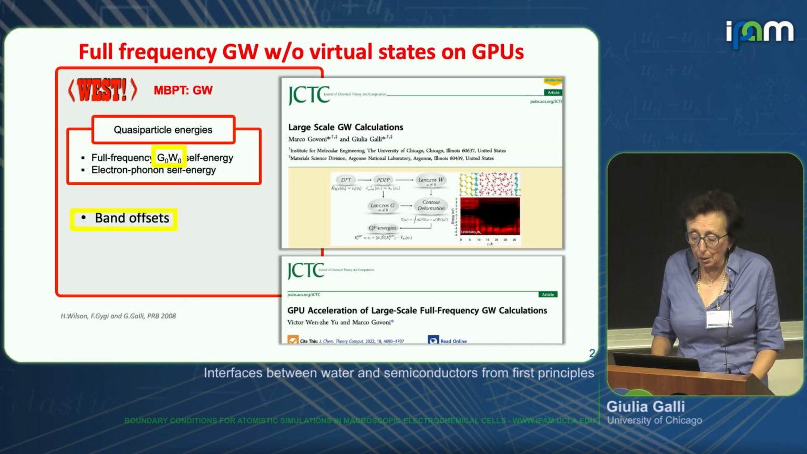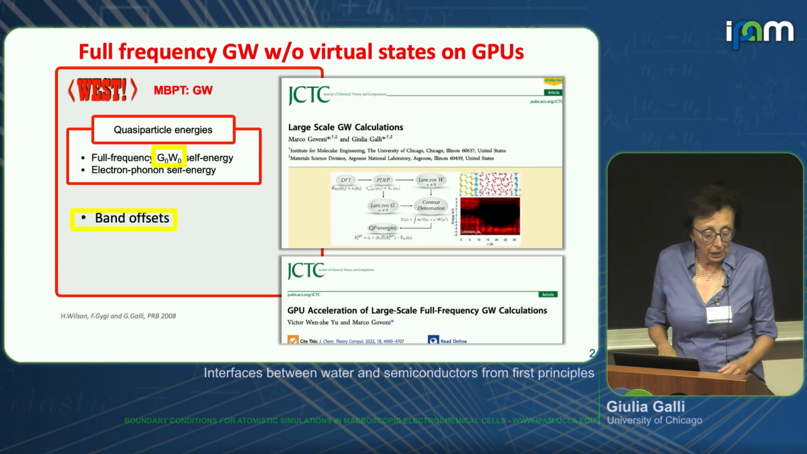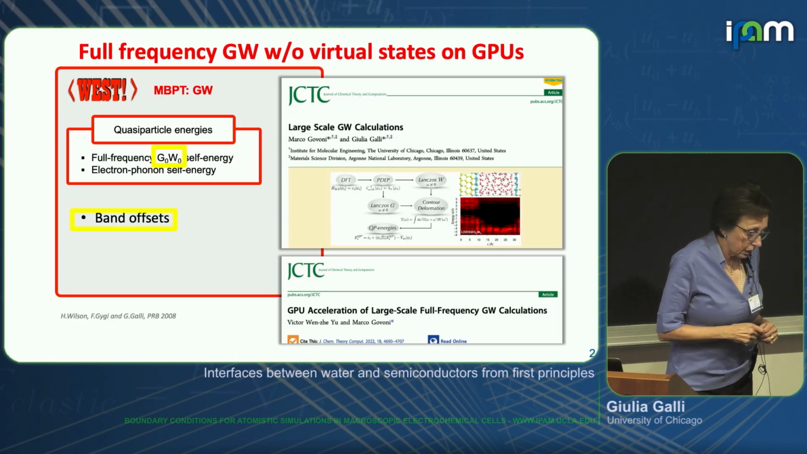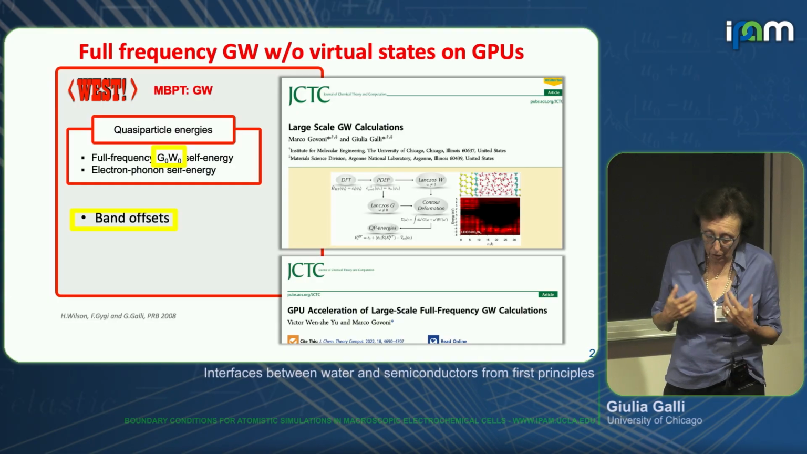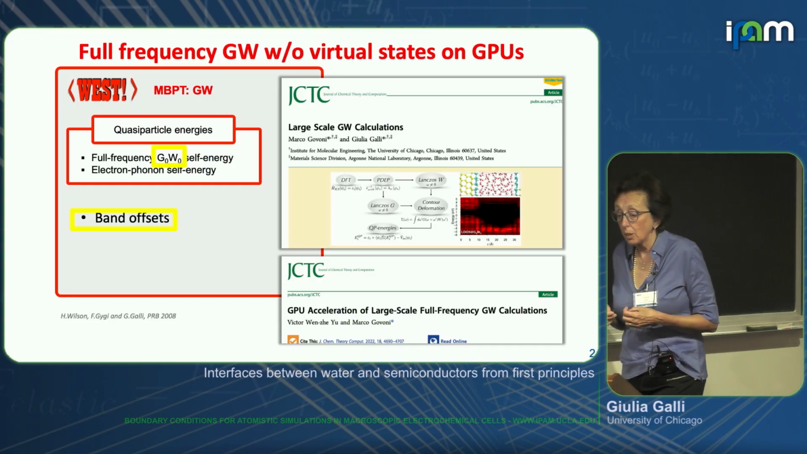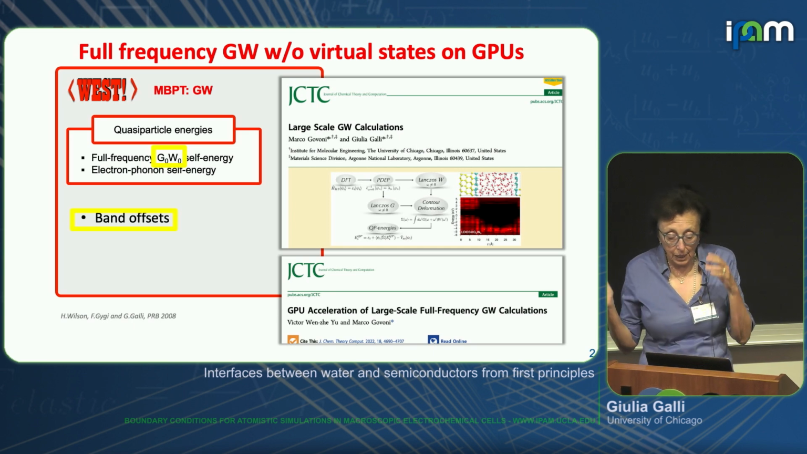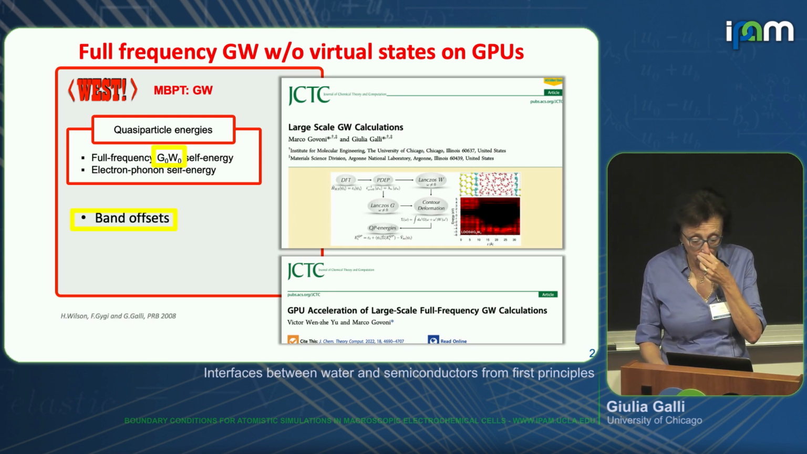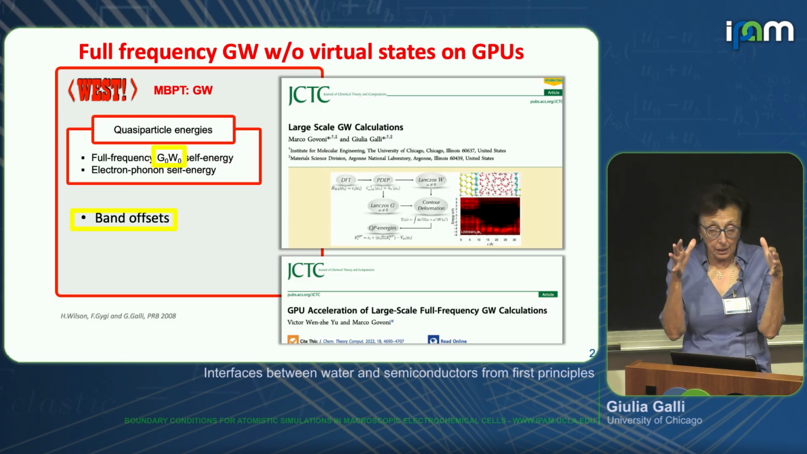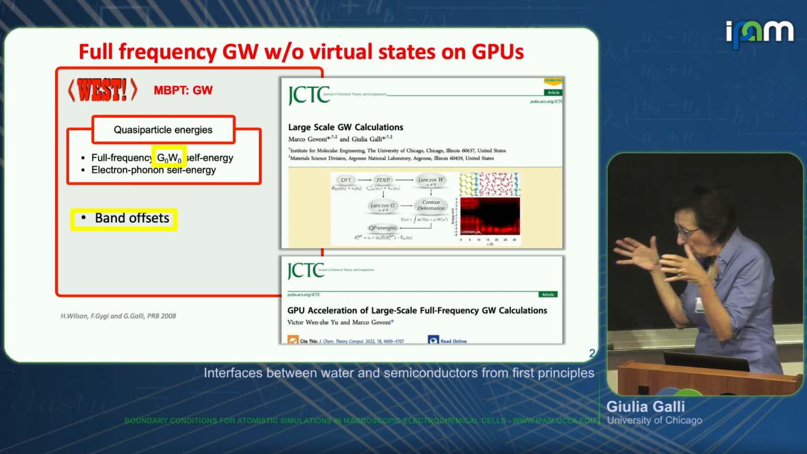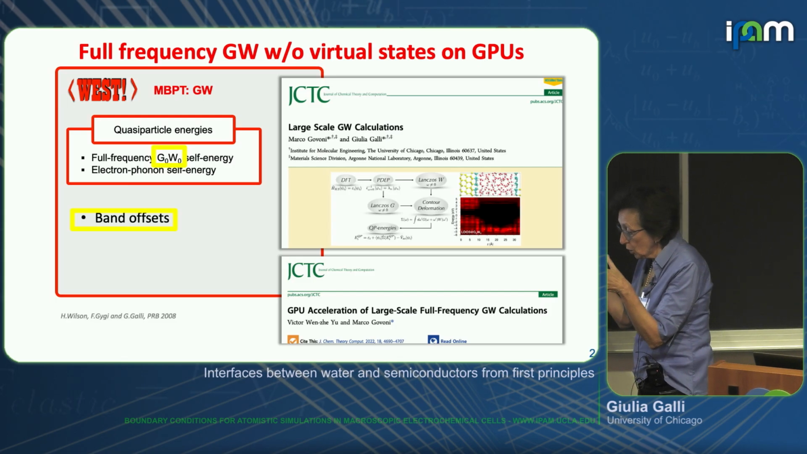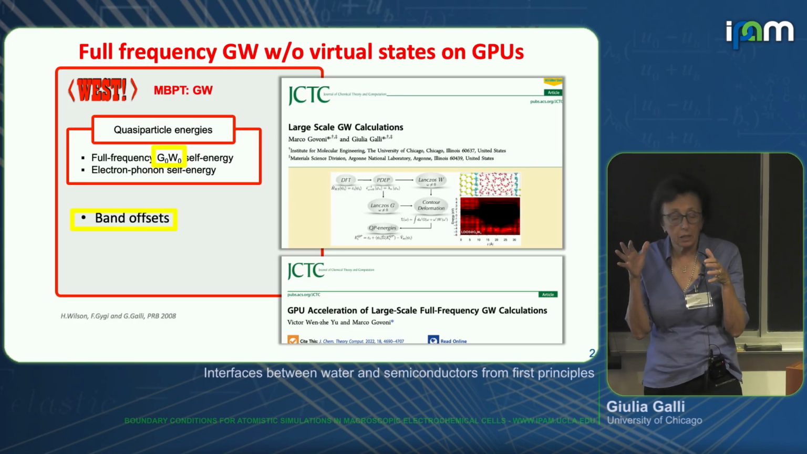So GW is a method to compute quasi-particle energies. We started working on this about 10 years ago, and the GPU accelerated version is more recent. In the context of interfaces, it is used to compute band offsets, okay?